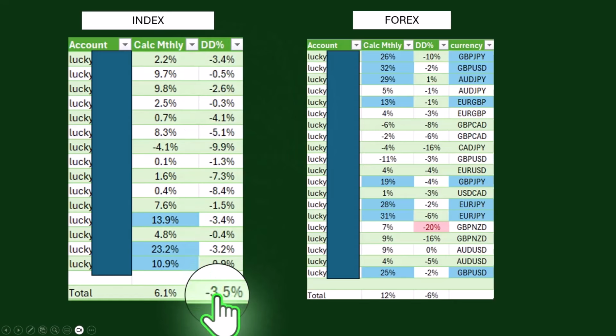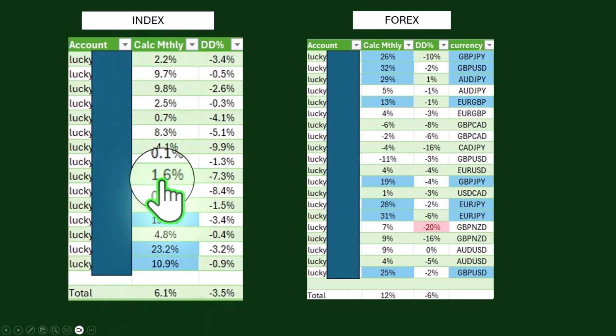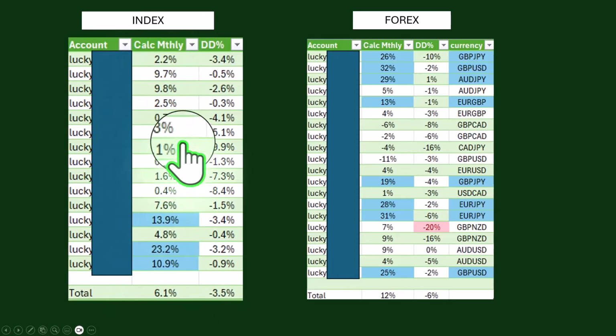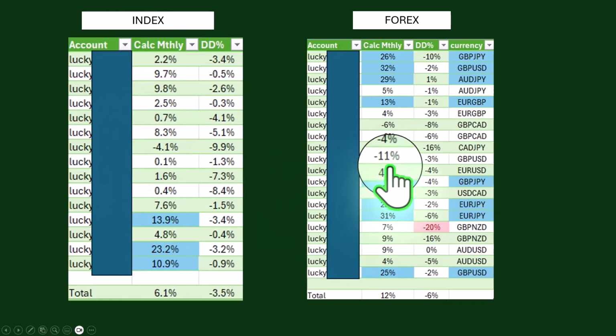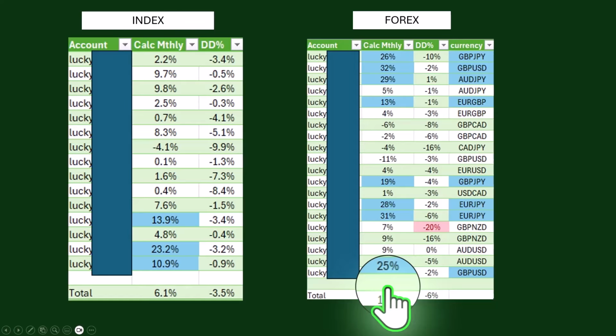Firstly, the drawdowns are nice and low. The income is nice and high. There is only one loss in this particular portfolio. If we look at this one, there are 4 losses, but they are quite small in comparison with the successful accounts in that portfolio.